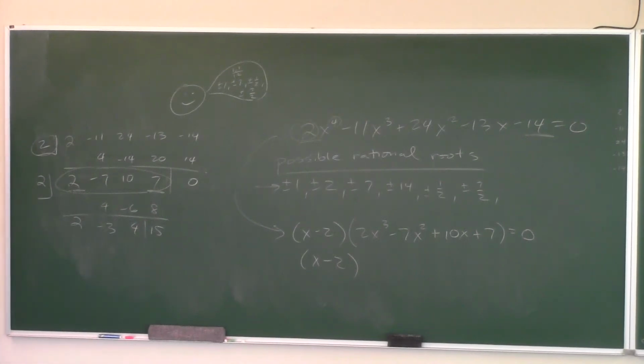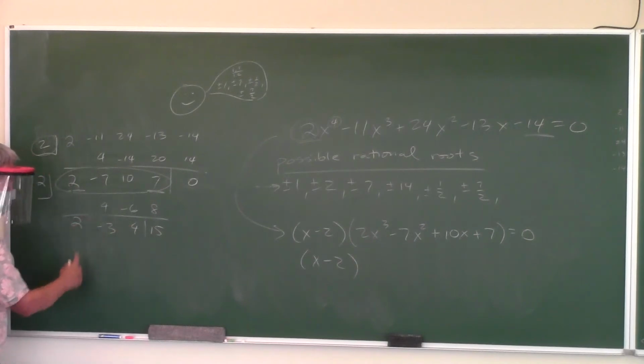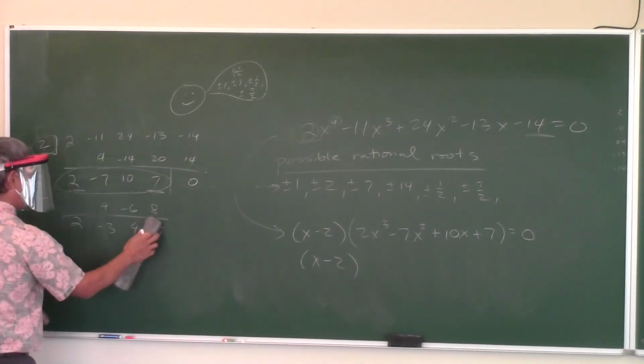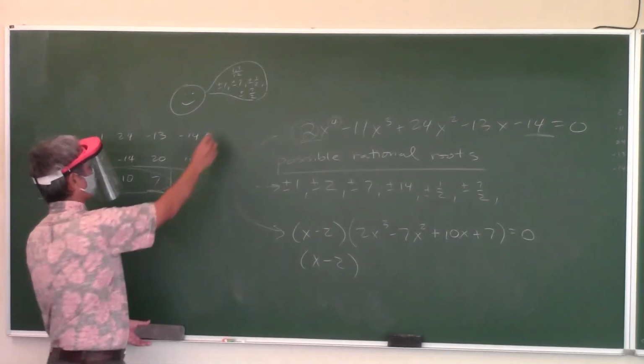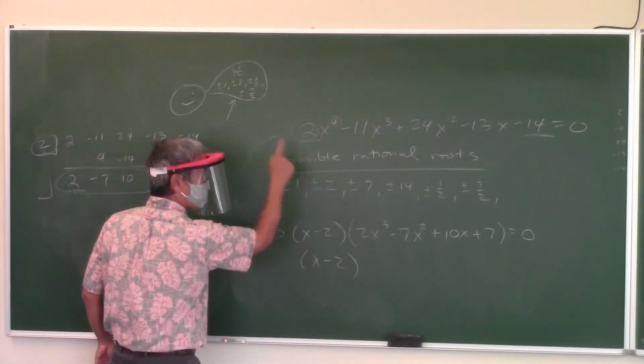Okay, it didn't work, and it's not an upper bound because look, these numbers are not all non-negative. So what should I do then? What should I try next? What's the next number on the list? You gotta look at this list now. Don't look at this list, you gotta look at this list now.